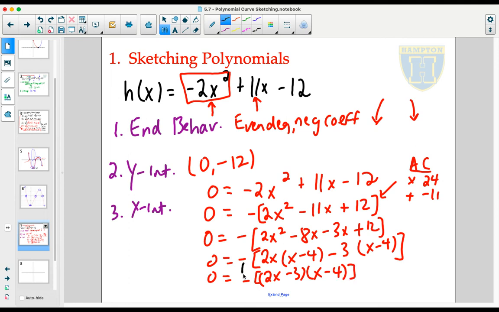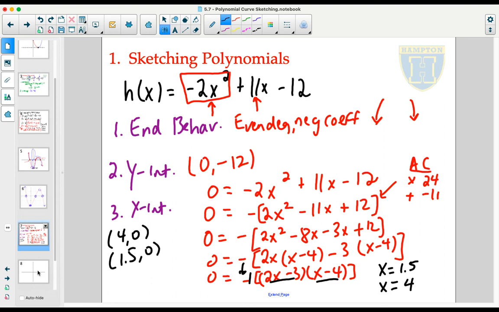No need to worry about this negative 1 or this negative sign that's outside of the bracket. That's not going to ever create a 0. The only way that this polynomial will ever be 0 is if either one of those is ever 0. Two ways for that to happen: x is equal to 1/2 or x is equal to 4. And that's our two x-intercepts, 4, 0 and 1.5, 0.